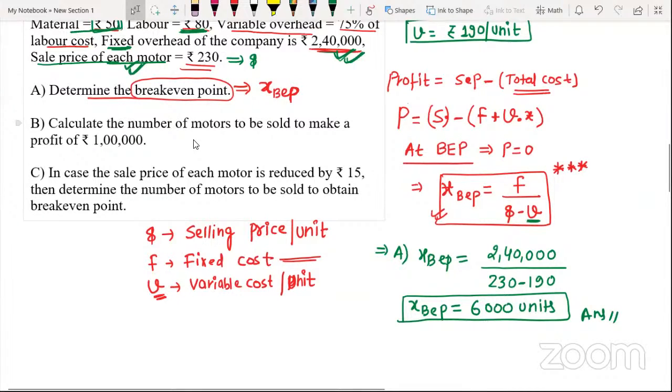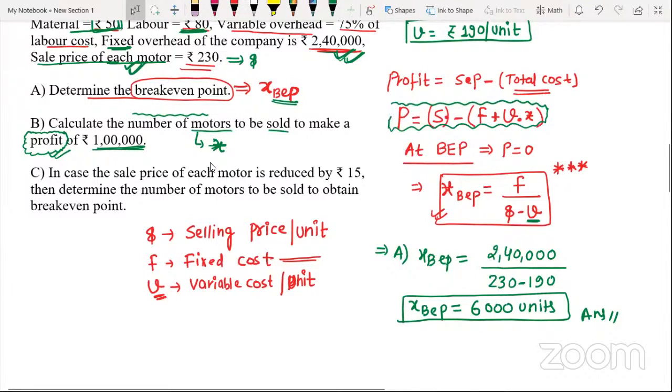Now the second part. They are saying to calculate the number of motors to be sold to make a profit of rupees 1 lakh. So this is not the break even point, because they want a profit of rupees 1 lakh. So what number of motors are to be produced? They are simply asking about x. They are not talking about BP because they are asking about profit. So you can use this formula directly.